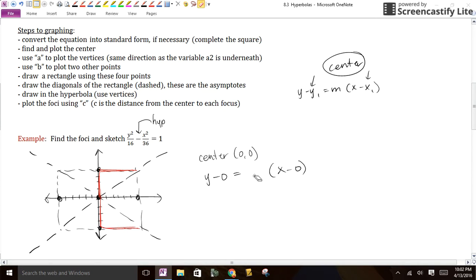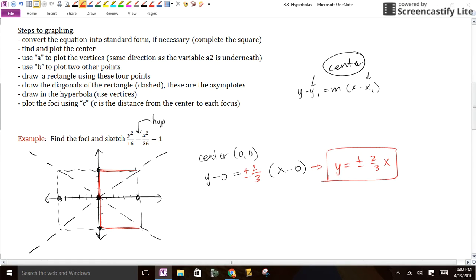So what am I going to do? Rise over run was 4/6 or 2/3. So I'm going to put 2/3, but one was positive and one was negative. So there is your equation for your asymptotes. Clean it up, I guess. Y equals plus or minus 2/3 x. Those are the equations of the asymptotes.